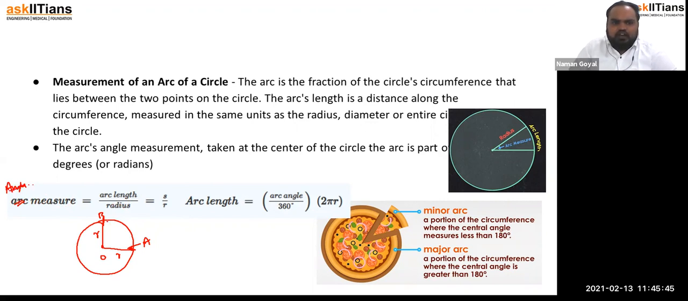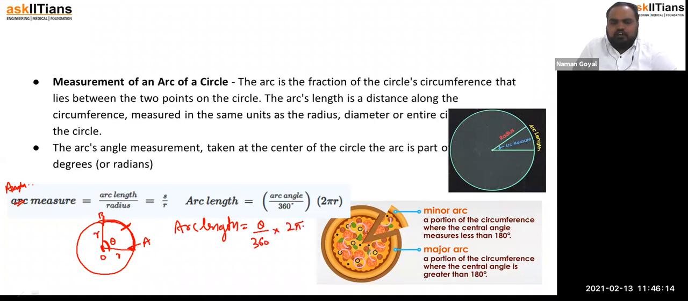See, if there is an arc and we want to find the length of this arc, and this central angle is theta, the arc angle is theta, then we can say that the arc length is arc angle theta upon 360 degrees, the complete angle, into 2 pi r.